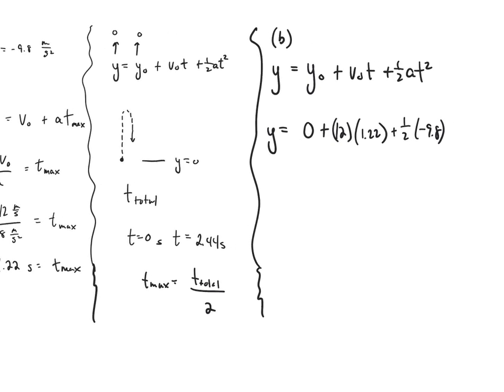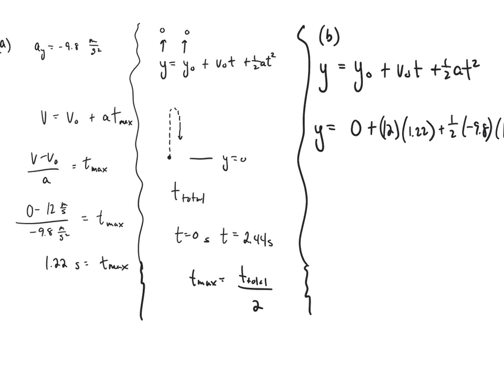I'm running out of room on my screen. Okay, that would be the maximum height right there. That's how you would figure it out. Because you're trying to figure out the height at what moment? At the moment that 1.22 seconds have elapsed.